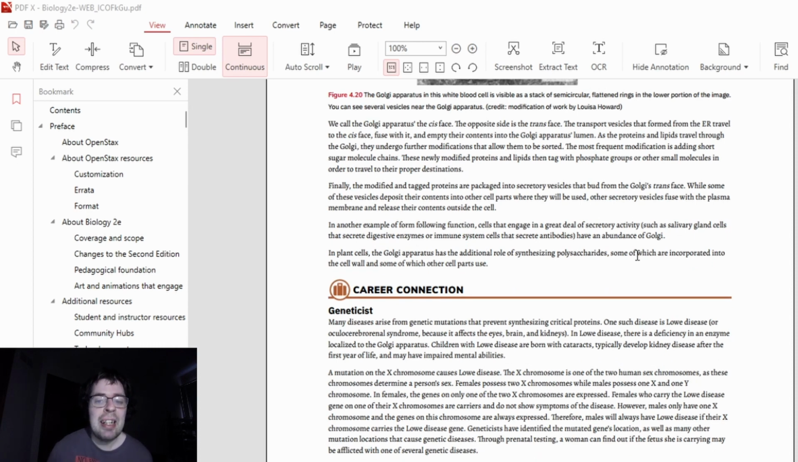Finally, the modified and tagged proteins are packaged into secretory vesicles that bud from the Golgi's trans face. While some of the vesicles deposit their contents into other cell parts where they will be used, other secretory vesicles fuse with the plasma membrane and release their contents outside the cell.